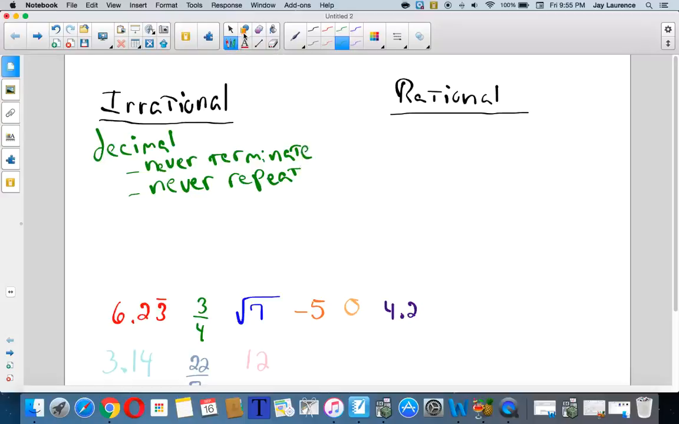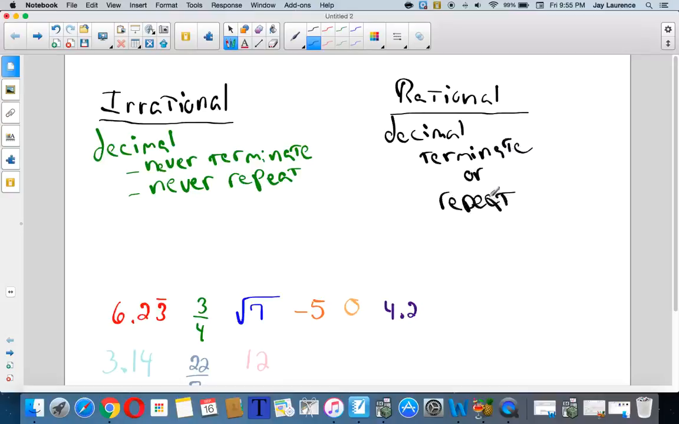All right. To be rational, it could be a decimal, right? But if they're a decimal, they must do one of two things. They're decimals that either terminate or repeat. If they don't do either of those two things, irrational. If they do one of those two things, they're automatically rational. Now, by the way, it's also important to note that all rational numbers include all fractions, because all fractions can be converted into a decimal that either terminates or repeats.